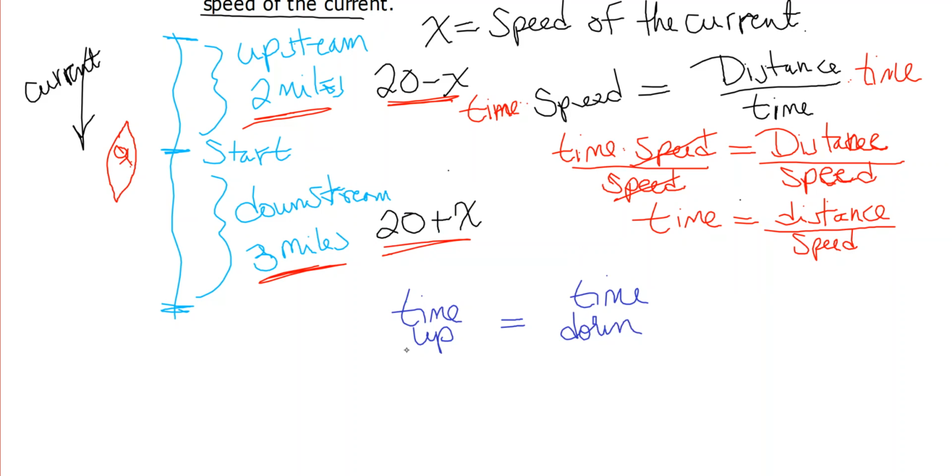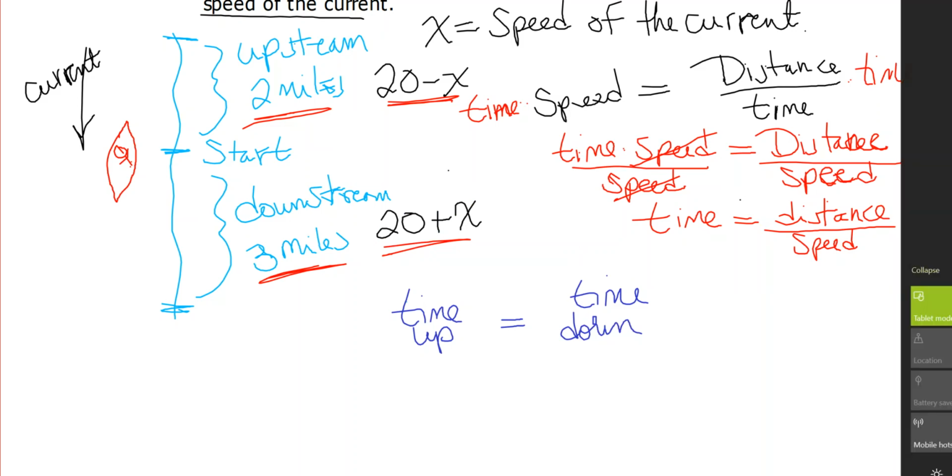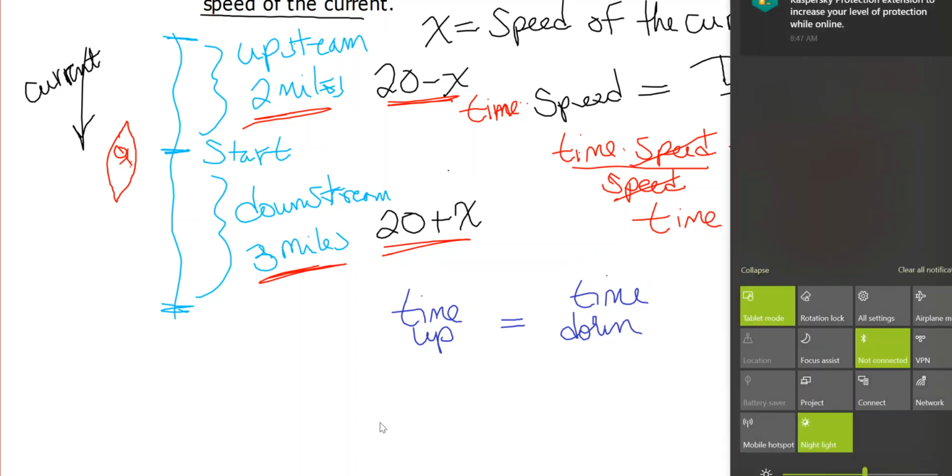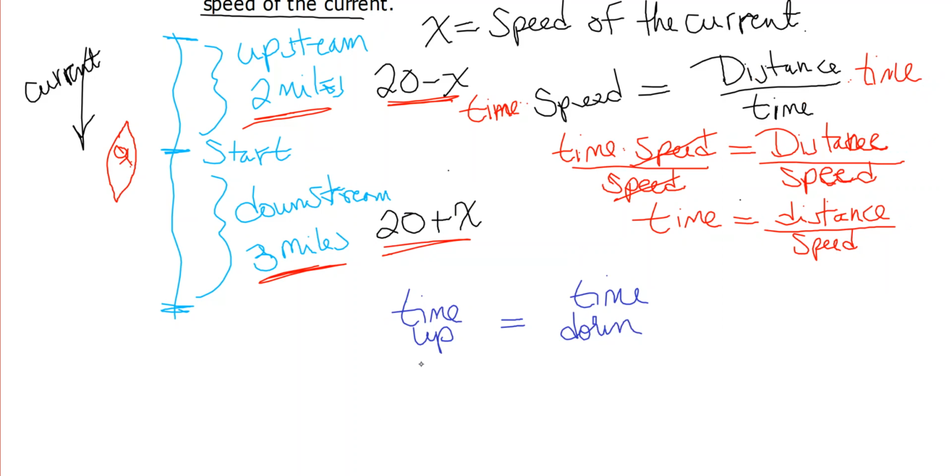Okay, so going upstream, I'm going to do distance over speed. So going upstream, my distance traveled was 2 miles over 20 minus x. And then my time downstream is going to be distance over speed. So going downstream, I traveled 3 miles at 20 plus x speed. I know this seems kind of weird, but there we go.